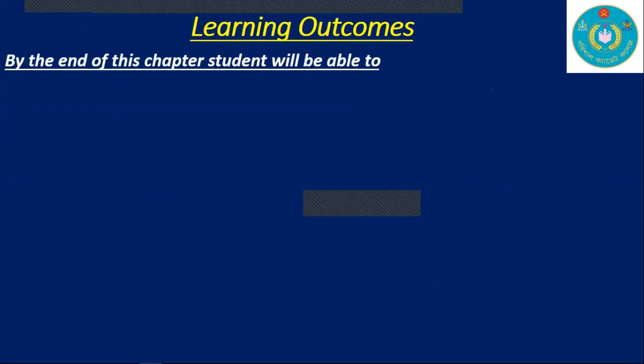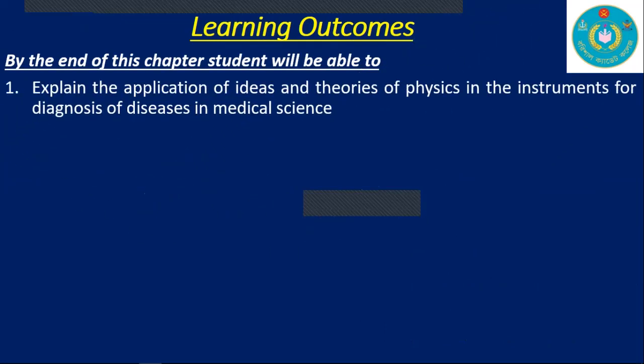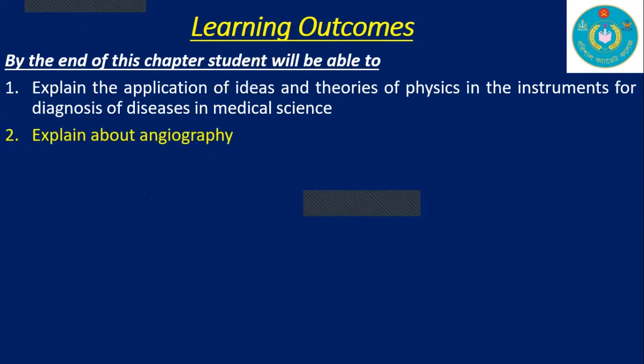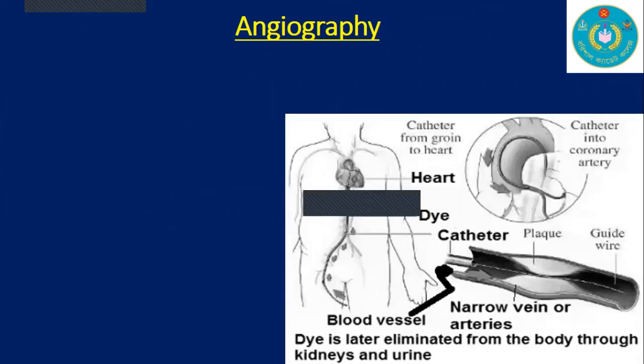After learning this topic, by attending this class, you will be able to explain the application of ideas and theories of physics in the instruments for diagnosis of diseases in medical science, explain angiography, and explain radiotherapy. And last but not least, the use of isotope. Our first topic is angiography.